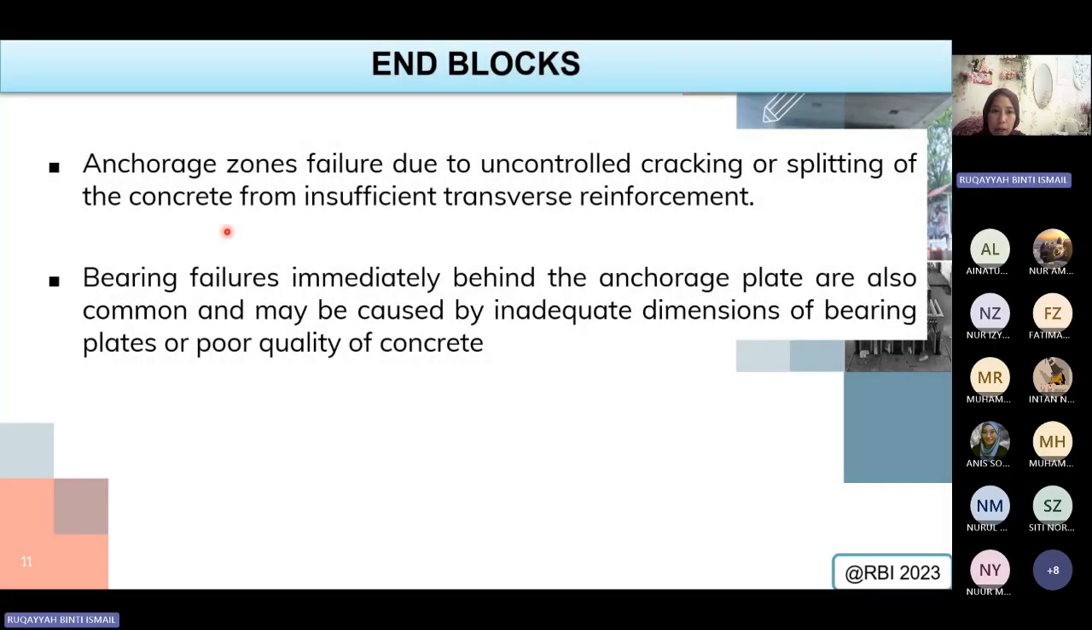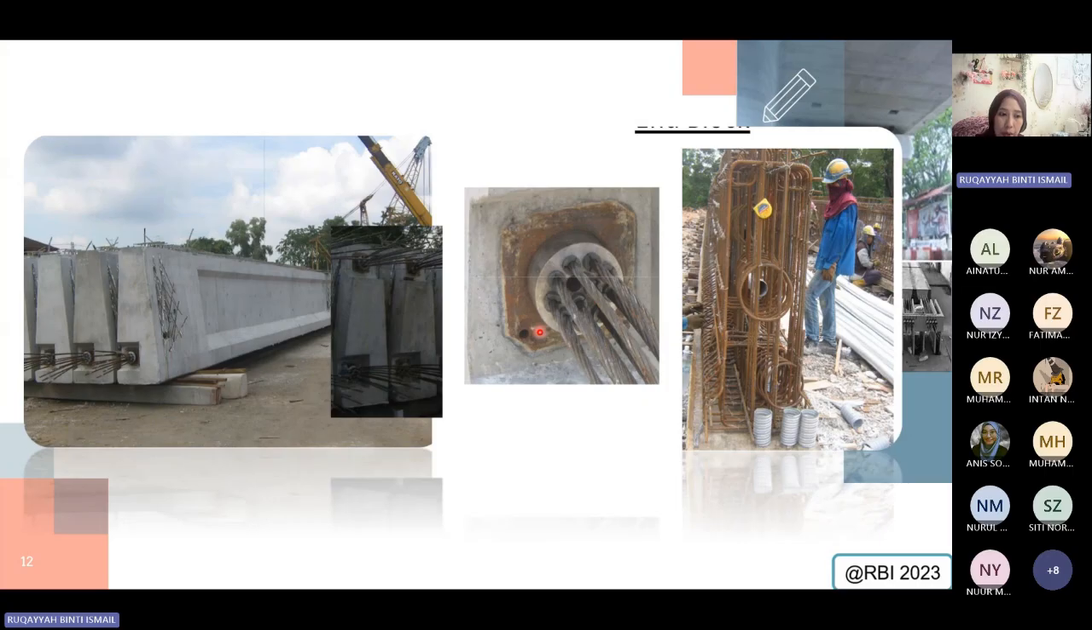Anchorage zone failure is due to uncontrolled cracking or splitting of the concrete from insufficient transverse reinforcement. Bearing failures immediately behind the anchorage plate are also common and may be caused by inadequate dimensions of the bearing plate and also poor quality of concrete. There are many factors that can contribute to failures, so we have to provide sufficient reinforcement.